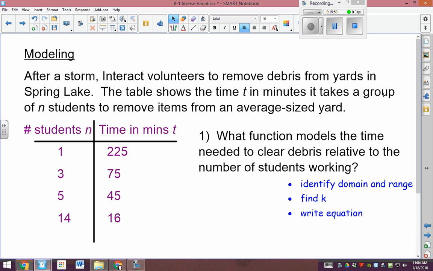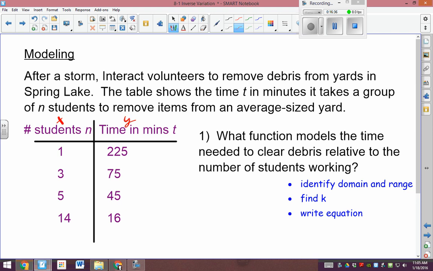All right, what function models the time needed to clear debris relative to the number of students working? So we're looking for a function that tells us if we have however many students, how long is it going to take? Identify domain and range. So again, what's in control? The number of people we have controls how long it takes. So we're going to call our n like our x, that's our domain values, and therefore the time it takes, or our t, is like our y.